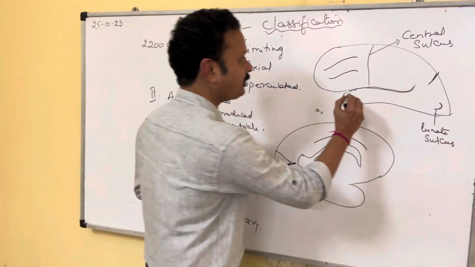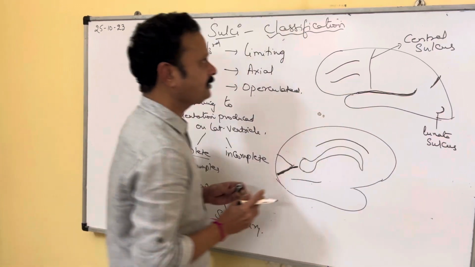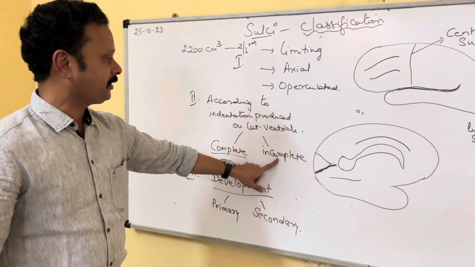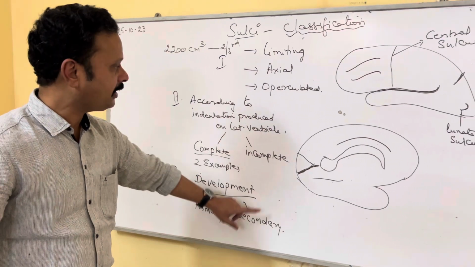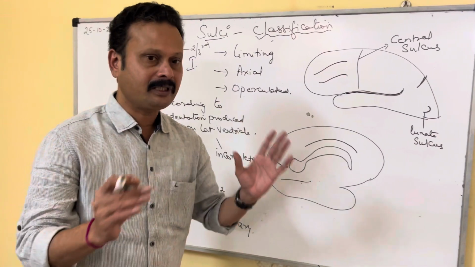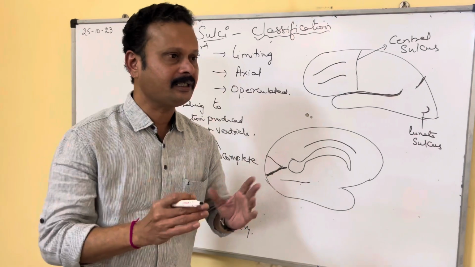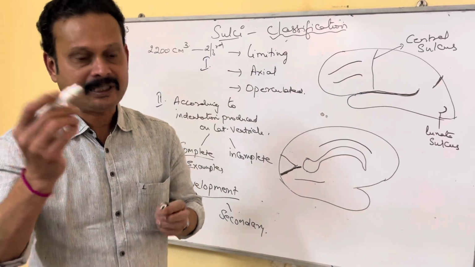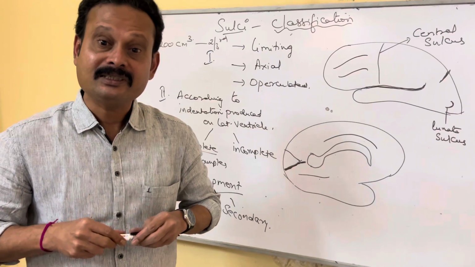If anyone asks what the lateral sulcus is, it is secondary and incomplete. Likewise, you can say for any sulcus what type it belongs to. This is a question which can be asked in theory: classify the sulci.